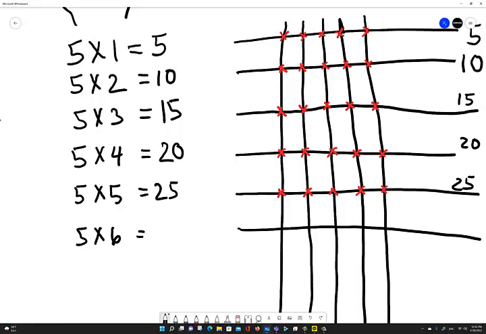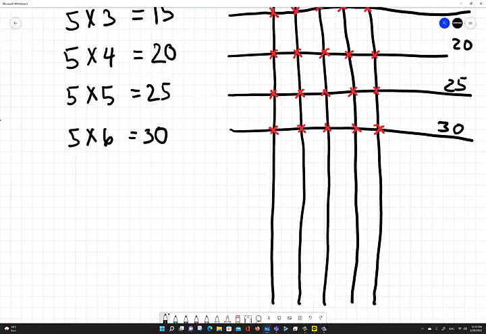Do you need to count from 25? We could do that. Tell me what is 5 times 6? All right, let's count. This is 25, and what is this? 26, 27, 28, 29, 30. 30, right? That's 30, okay.